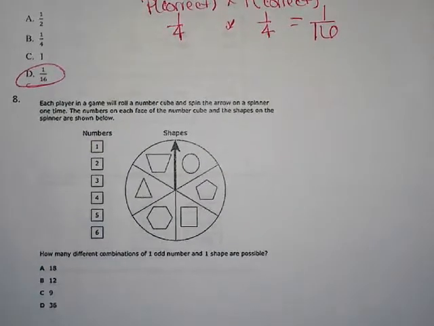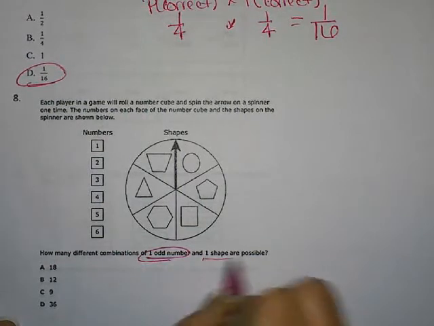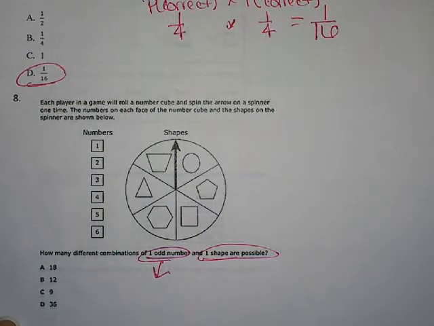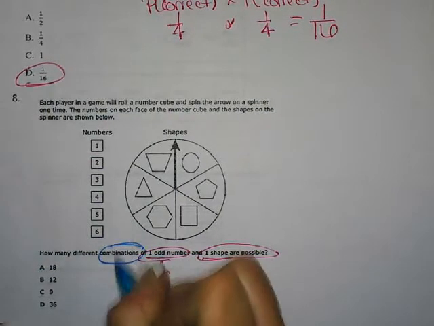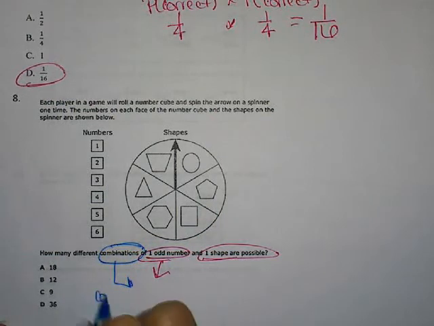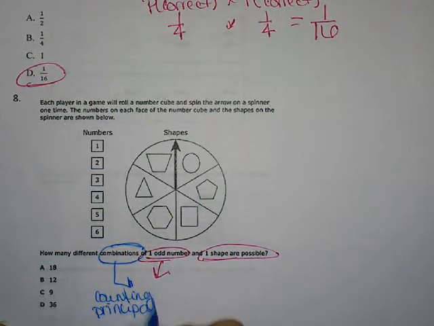Number 8. Each player in a game will roll a number cube and spin the arrow on the spinner 1 time. The numbers on each face of the number cube and the shapes on the spinner are shown below. How many different combinations of one odd number and one shape are possible? So we're only looking at odd number, and I want to point out, this is something we did not write in our notes, if they want combinations, you can use what we call the counting principle. And that's all you do is you multiply the outcomes together.